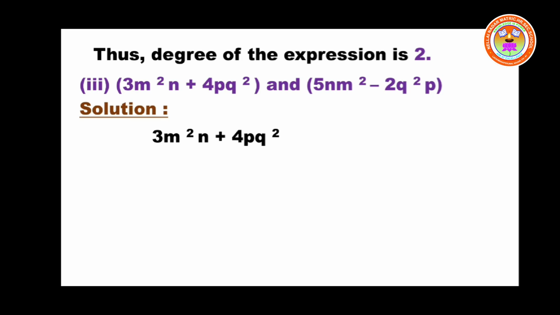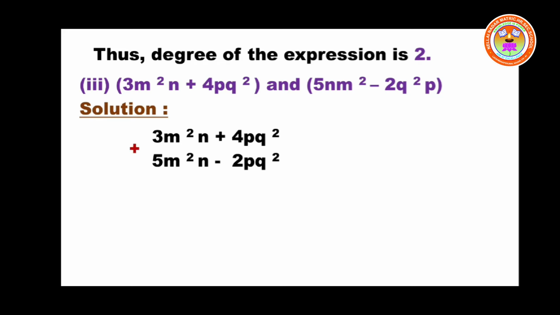Now 5nm square and m square n are both the same, so you can write the next term as 5m square n. Minus 2q square p can be written as minus 2pq square. In the first expression it was arranged a certain way, and in the same way the second expression you also arrange and write.